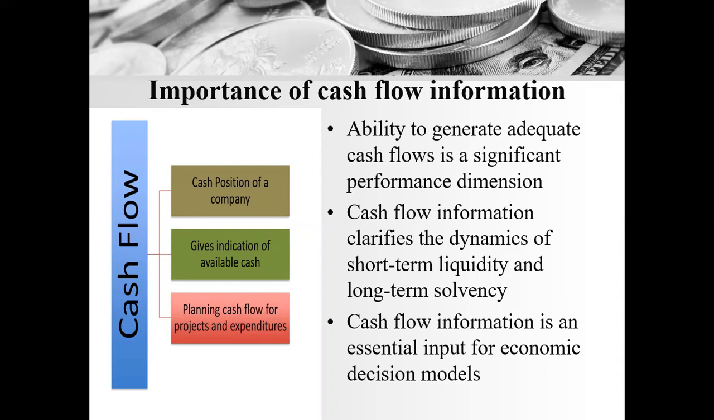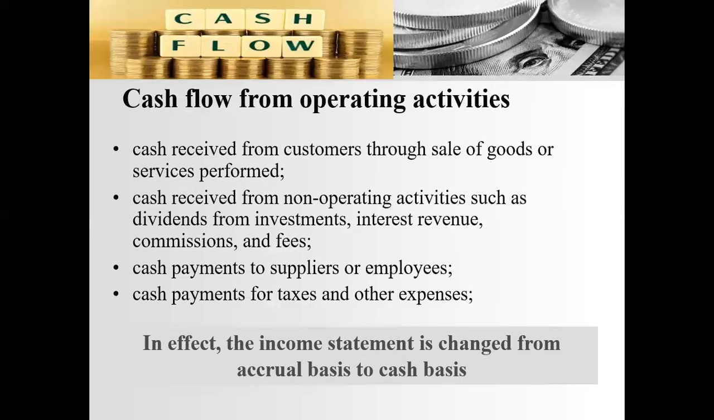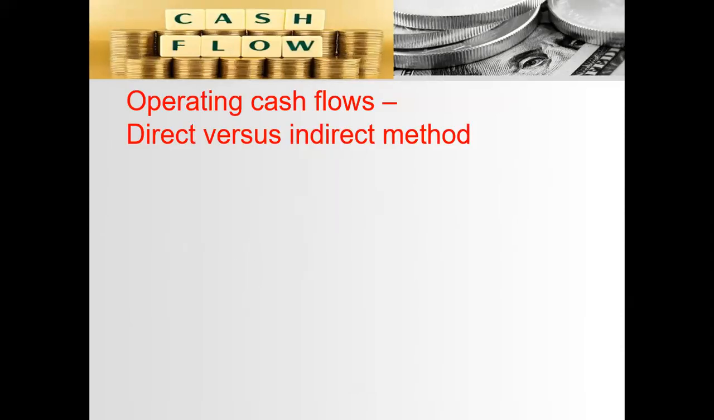So how can I prepare an adequate cash flow? It is a significant performance dimension, as it is dynamic from the short-term liquidity and the long-term solvency, in addition to being an essential input for economic models. For cash flow from operating activity, we start with the first part: income, or cash received from customers through sales of goods or services, or cash received from non-operating activities such as dividends, interest revenue, commissions and fees, and cash payments to suppliers or employees, cash flow from taxes and other expenses. In effect, the income statement is changed from accrual based to cash based.